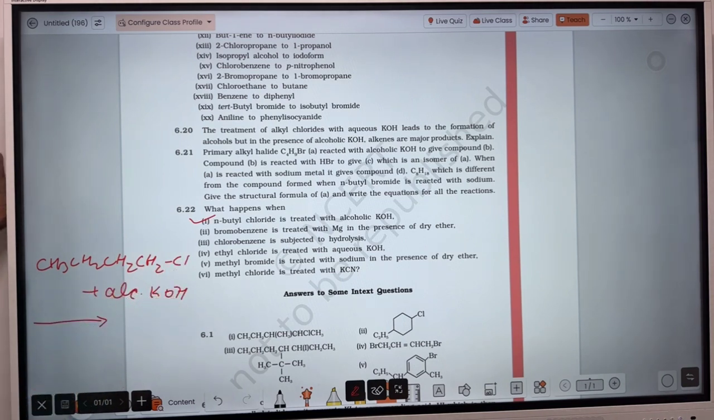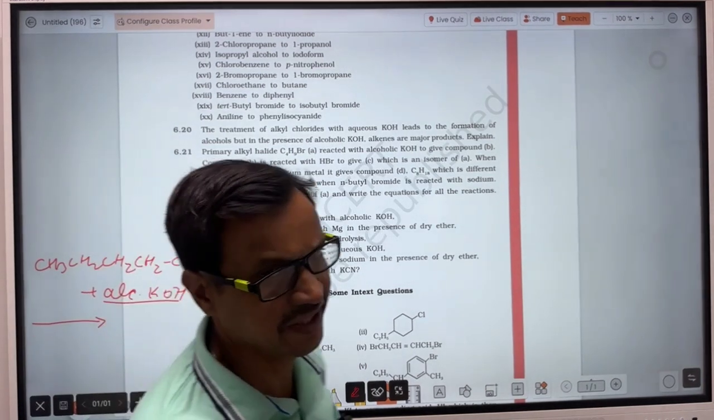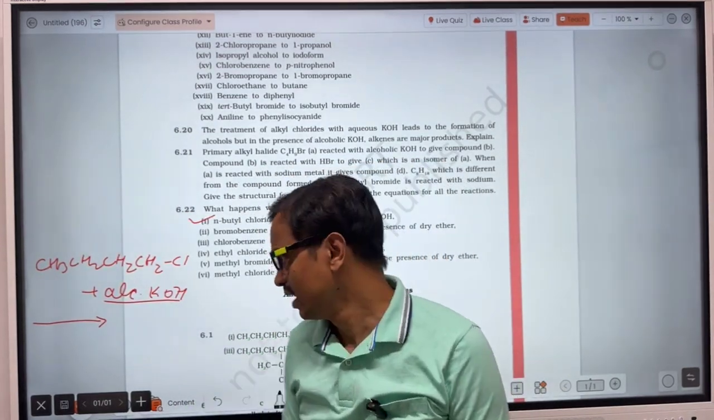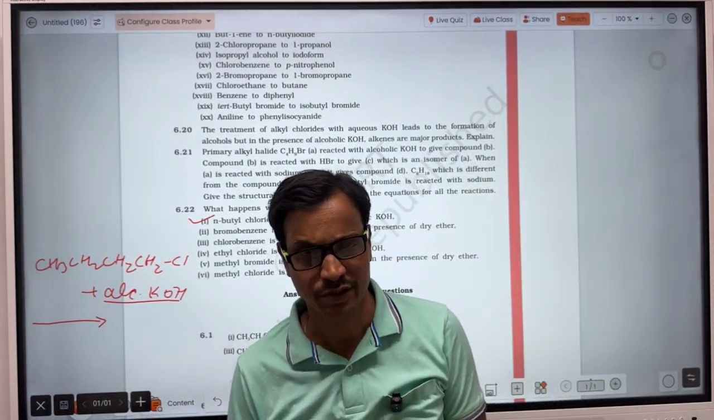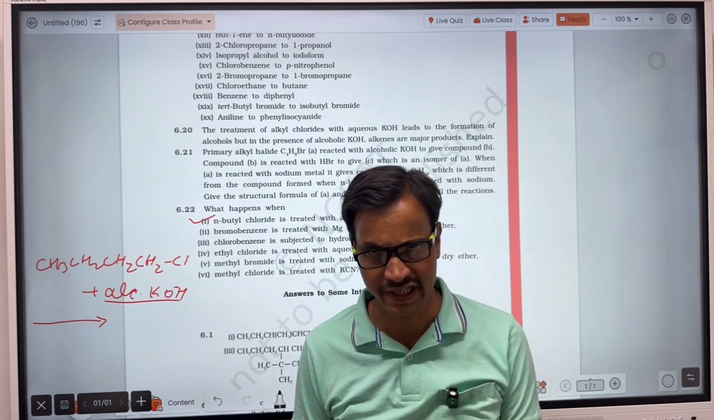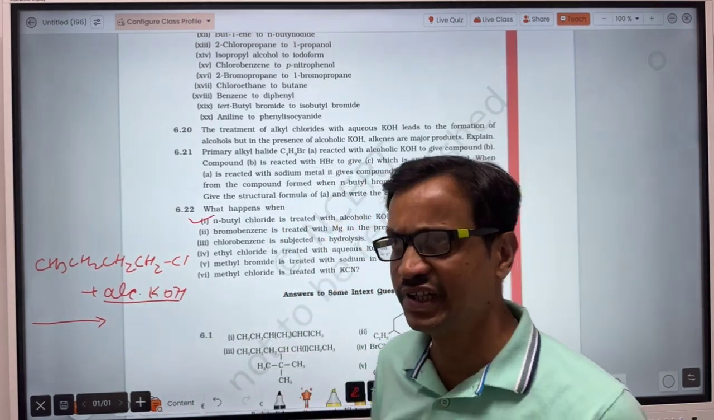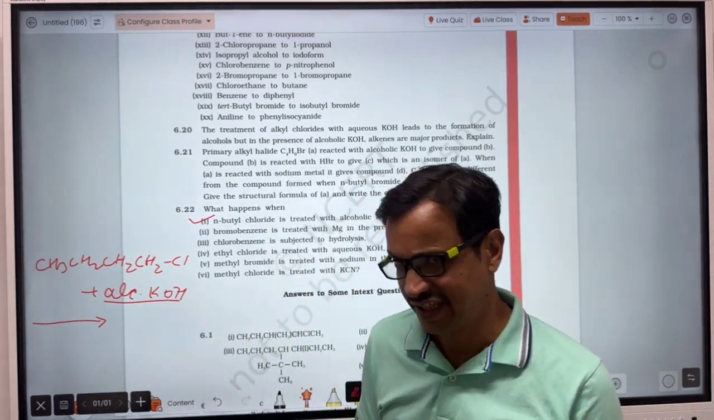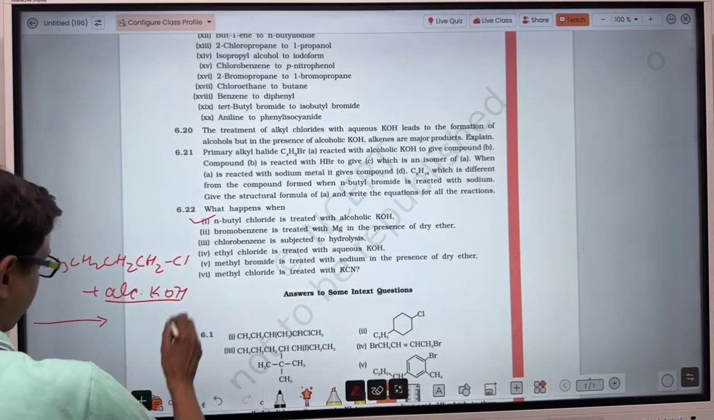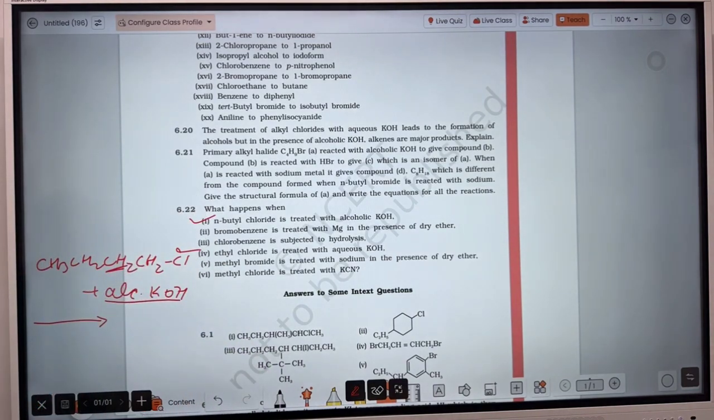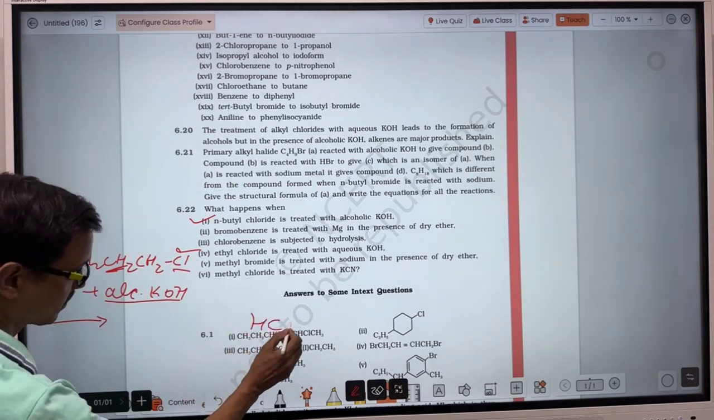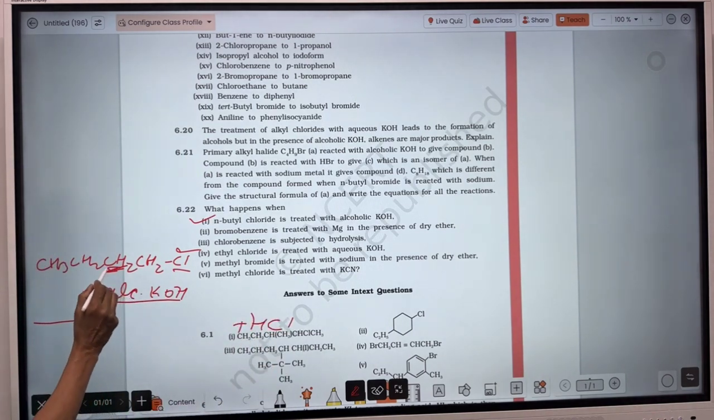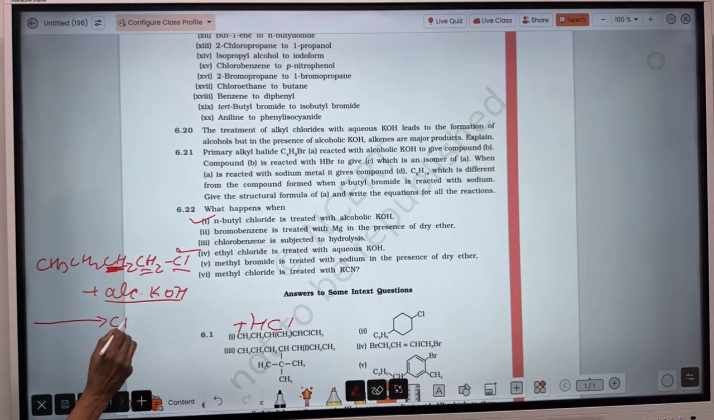About that reaction I have taught you: when aqueous KOH is taken, there will be a nucleophilic substitution reaction. When haloalkane is treated with aqueous KOH, there will be nucleophilic substitution reaction. And when it is treated with alcoholic KOH, there will be an elimination reaction. So here this chlorine will combine with hydrogen of this beta carbon. So one hydrogen will be released from this carbon and chlorine will be released. So there will be formation of HCl and a double bond will form between this carbon and this carbon.